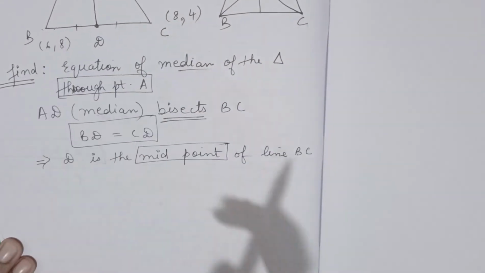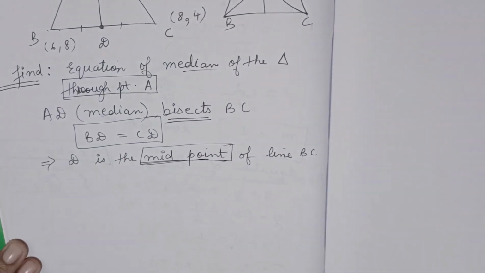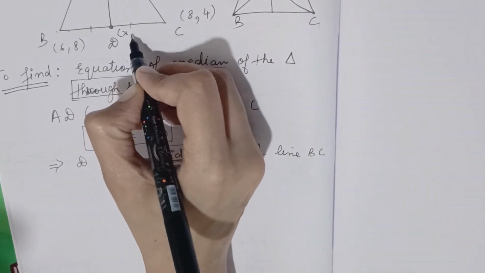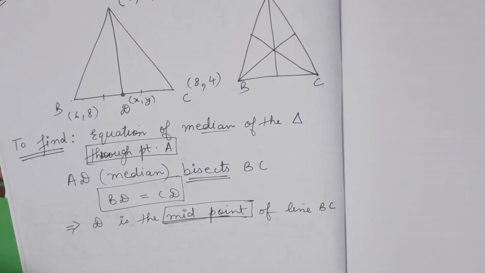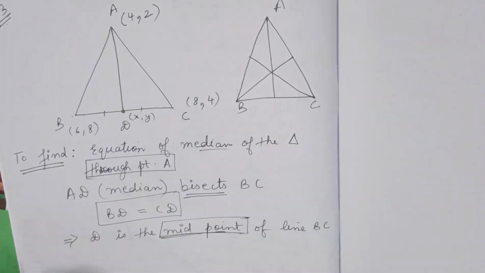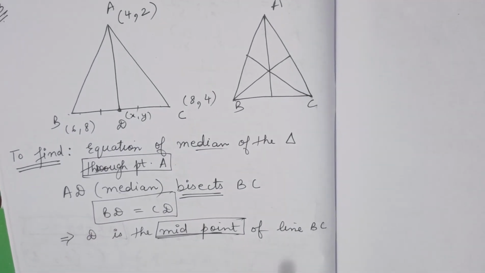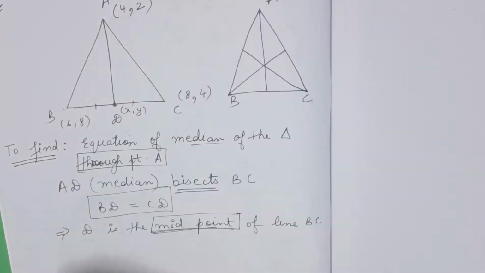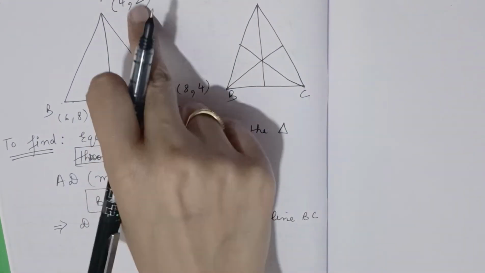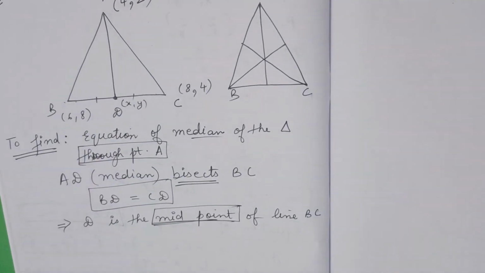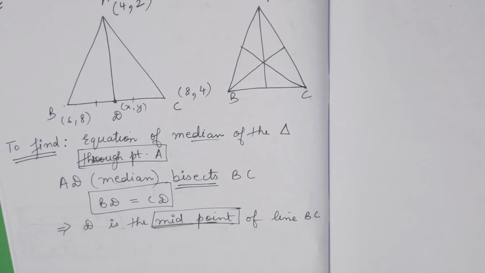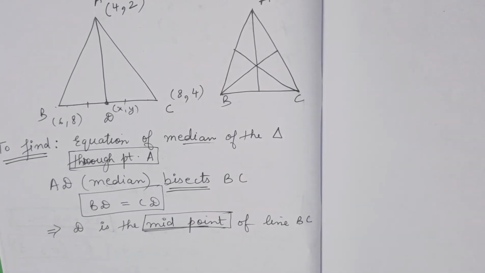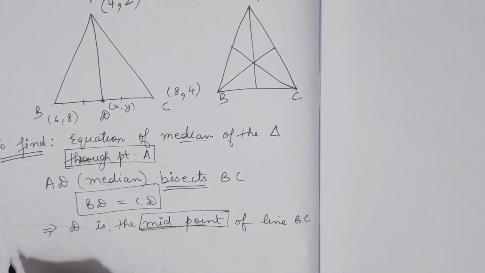So median means which formula do we have to use? Midpoint formula. So again we will find the coordinates of point D with the help of the midpoint formula. Midpoint formula I have already told you. Then we will get this line AD, and both the coordinates of this line are given to us. Then we will use any equation of line out of those 3 required forms to find the equation of this line AD. Okay, let's start now.